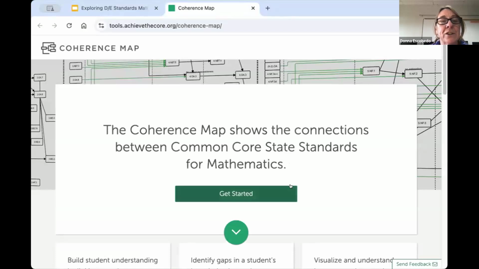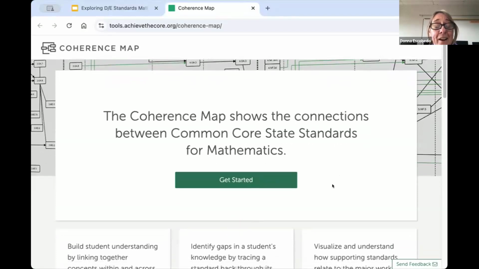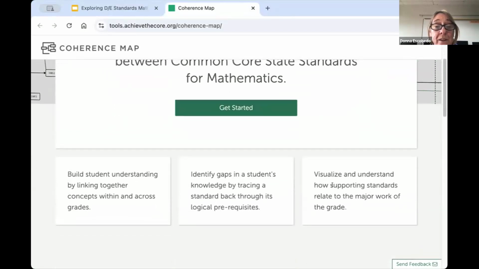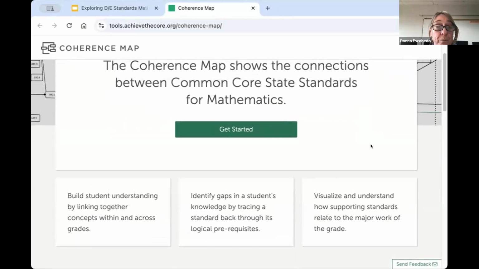All right, so this is the Achieve the Core site, and it's a map that connects the standards. When I ran across this, I was like, wow, this is helpful, because I've got the book, but this maps it out for me and shows those connections. And if I have to go lower, okay, I can go to this next one and I don't have to do as much searching. So I felt like this was a time saver for me to know how to build up or go lower with the standards that I'm trying to teach.